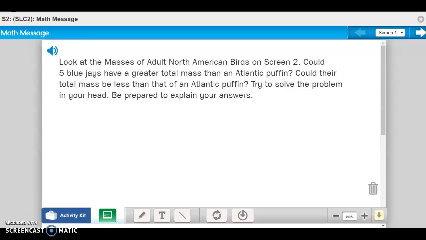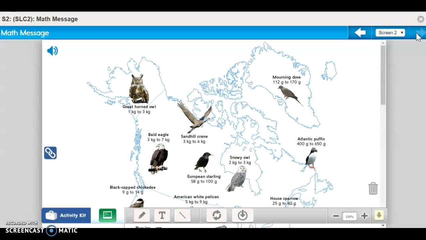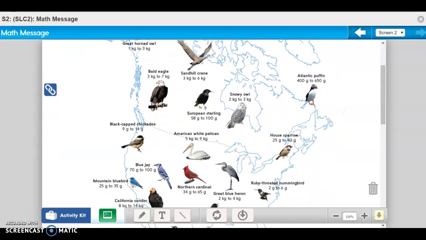Could 5 blue jays have a greater total mass than an Atlantic puffin? Could their total mass be less than that of an Atlantic puffin? Try to solve the problem in your head. Be prepared to explain your answers. Now I'm going to flip to my next screen and you'll see the map that you have on your pages there. On page 277 and 278, we need to locate the blue jays and the Atlantic puffin.